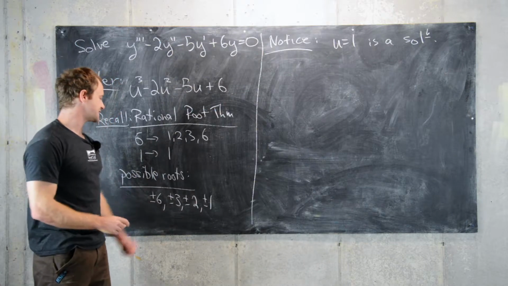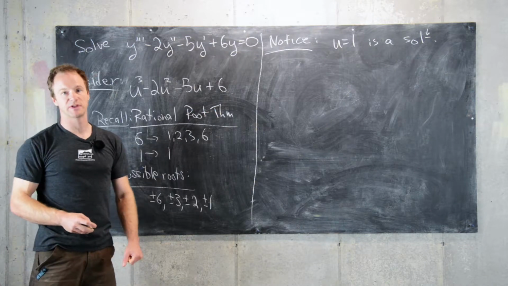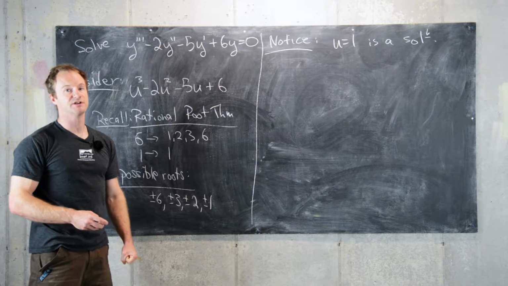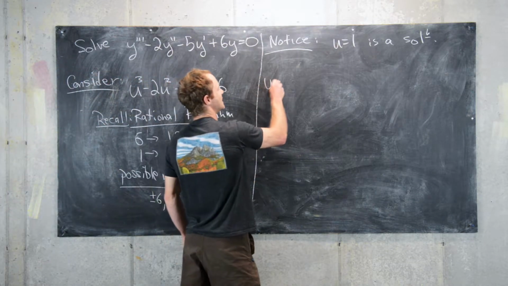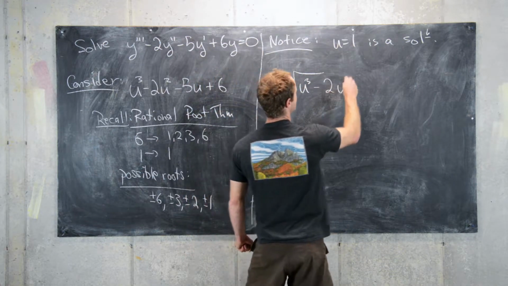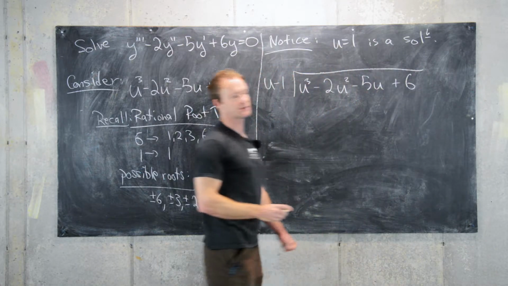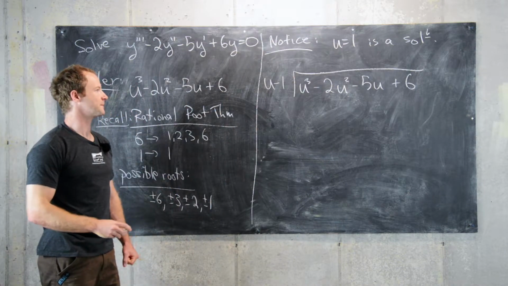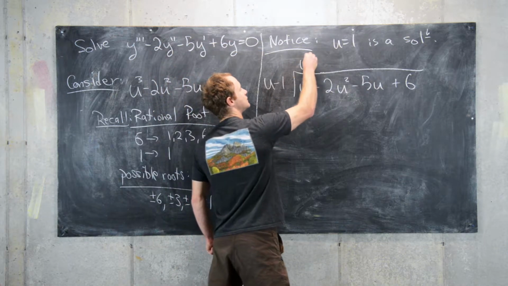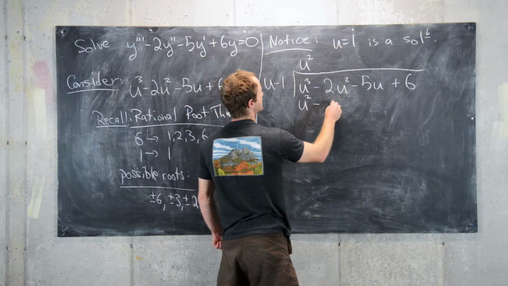You can keep plugging in these possible roots into this equation in order to find its complete factoring, or now that you know one thing is a root, you can use long division of polynomials. So that's what we'll do. Now we'll divide u minus 1 into u cubed minus 2u squared minus 5u plus 6. Since we know this is a root, there will be no remainder. Now what do we need to multiply u by in order to get u cubed? That'll be u squared. Now u times u squared is u cubed minus u squared.